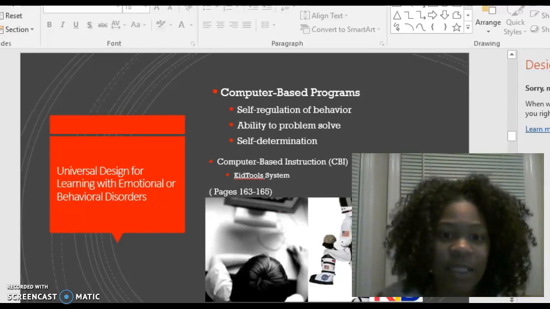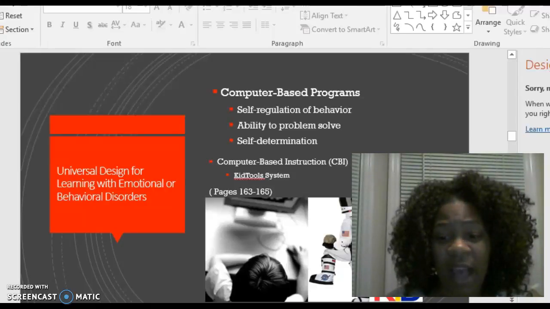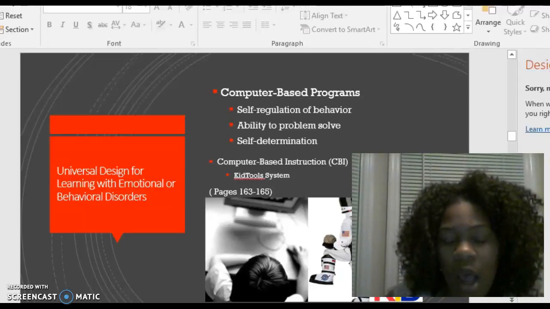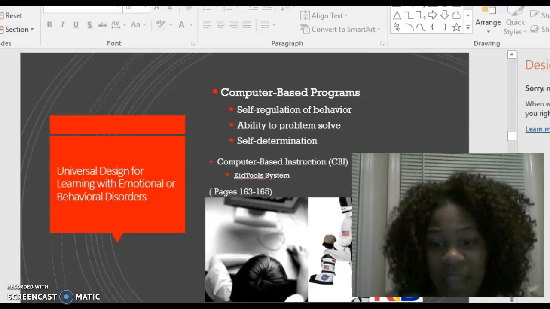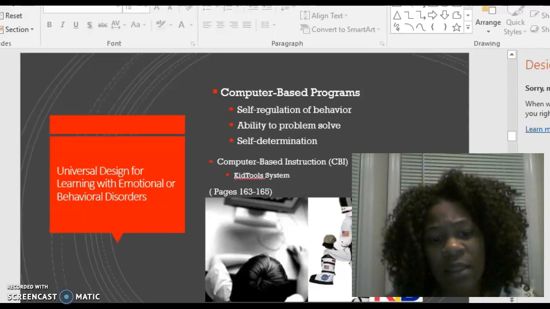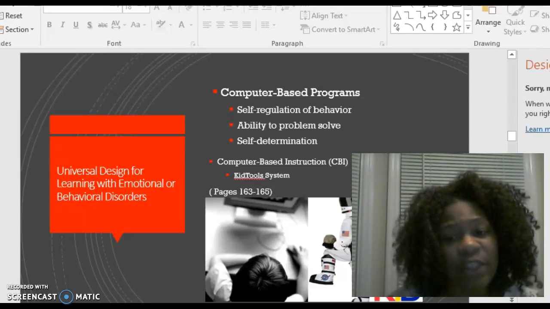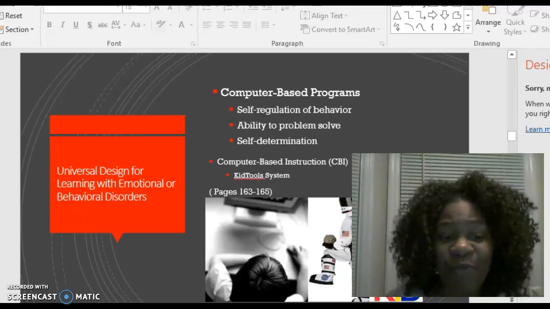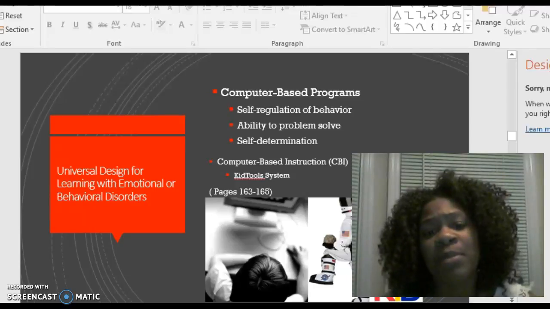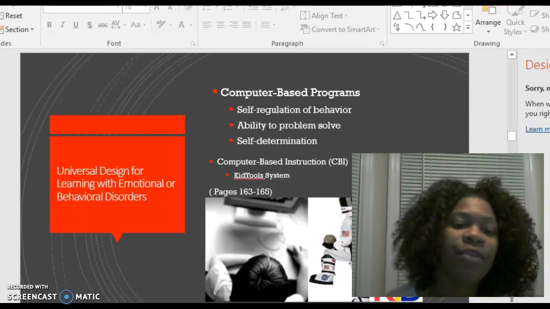The next one I did was computer-based programming. This gives students a chance to regulate their actions, and it also leads to students performing better academically and behaviorally in many cases. One of the CBI programs that is outlined in our reading was Kids Tools System. It's basically a system that contains 30 electronic strategy tools for classrooms, but the student can also use it at home as well, and it follows UDL and CBI principles, so it gives students the ability to problem solve and think on their own, and it gives them a greater sense of self.